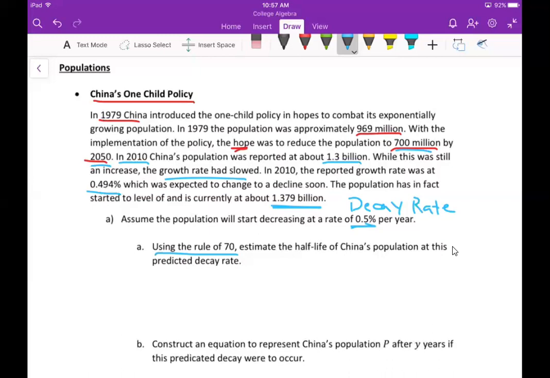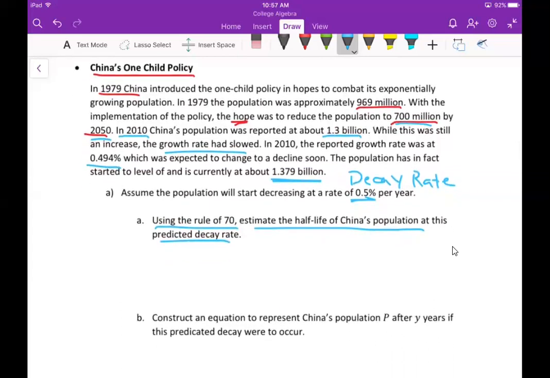We have a percentage less than 10% to estimate the half-life of China's population at this predicted decay rate. So using that rule of 70, we check off that that rate is less than 10%, which it is. And then we just always take and divide by that actual percentage. So that's what I mean. We're not going to convert the percentage to a decimal. We're going to take 70 and divide it by 0.5. And if you do that, that's where you'll get that approximate half-life. That means the half-life of China's population is 140 years.